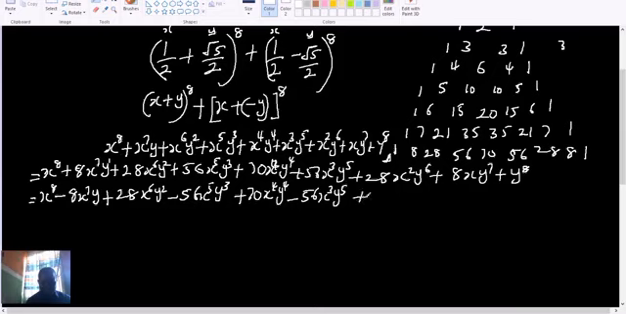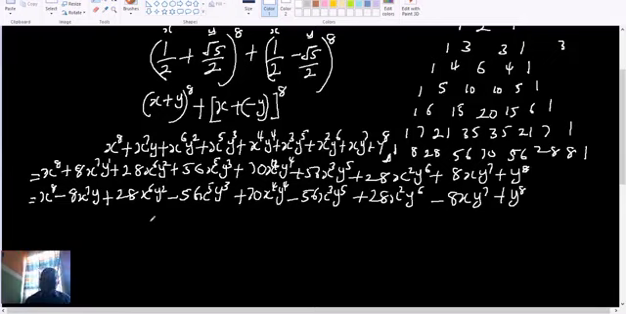This one will be positive back: 28x squared y raised to power 6. This one is going to be negative because it is an odd number, raised to power 7. So you will have minus 8xy raised to power 7, and then positive y raised to power 8. I believe you are following. So we have done the two now.